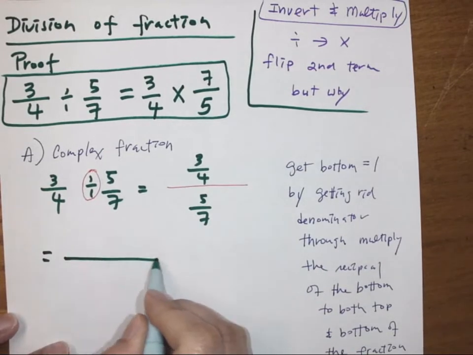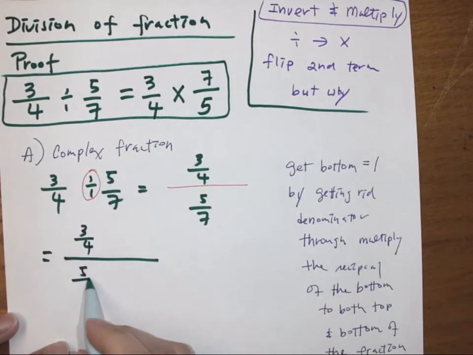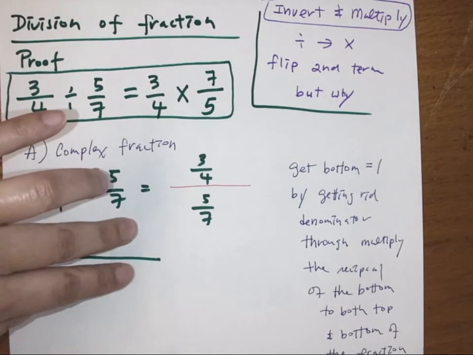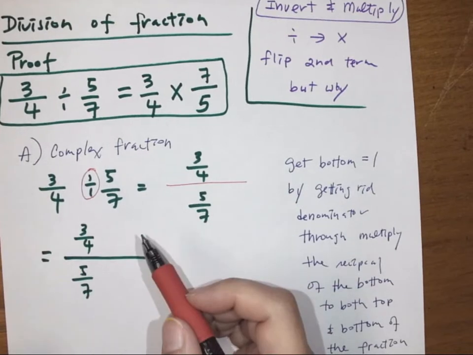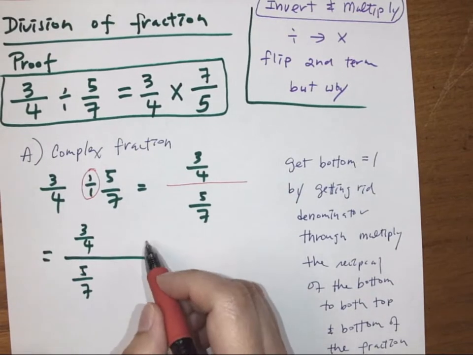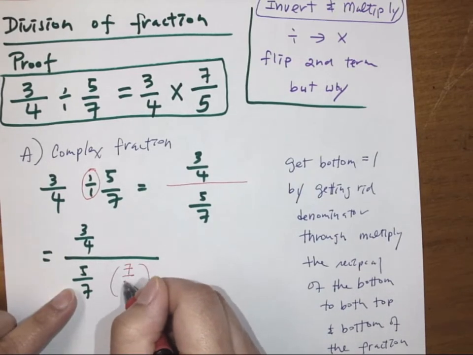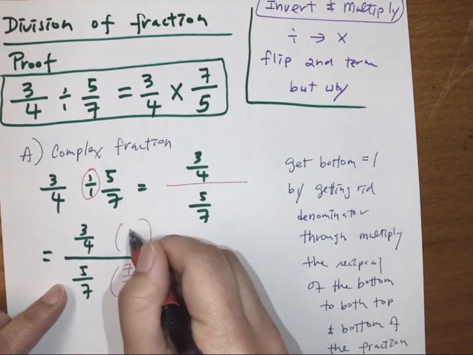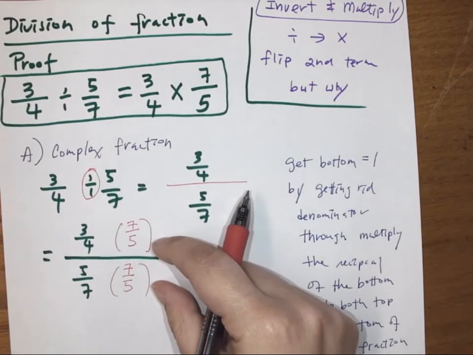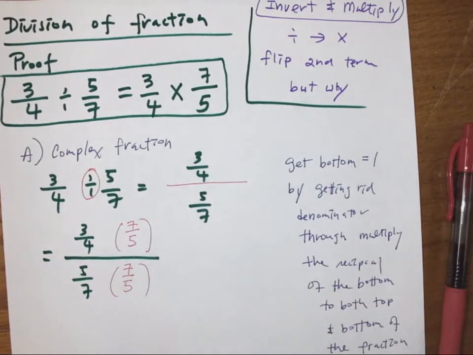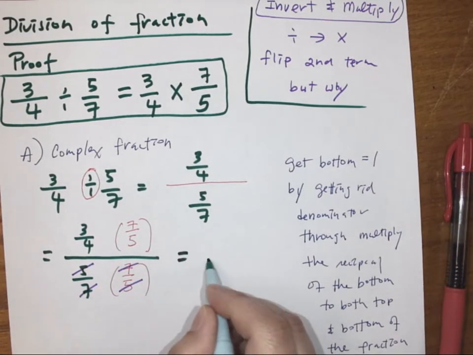Let me write this one more time. I have 3/4 on top, 5/7 at the bottom. If I want to change that to 1, remember we can multiply the same number on both top and bottom. It's a legal step because it's like multiplying by 1. So I multiply by the reciprocal of the bottom, which is 7/5, on top and bottom. Then I can cancel 5 and 5, 7 and 7, so the bottom part becomes 1.